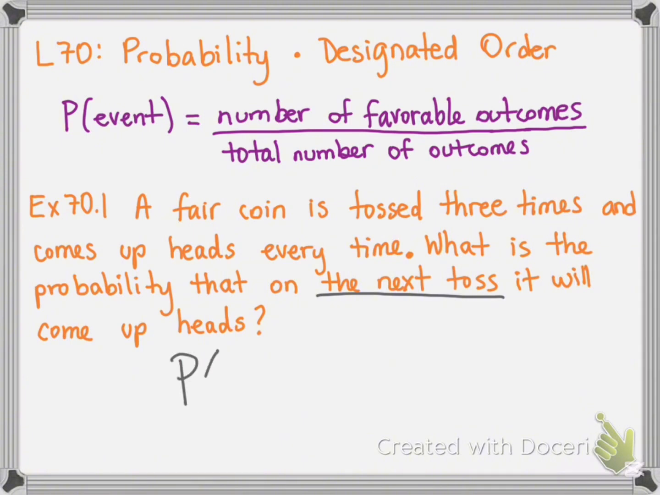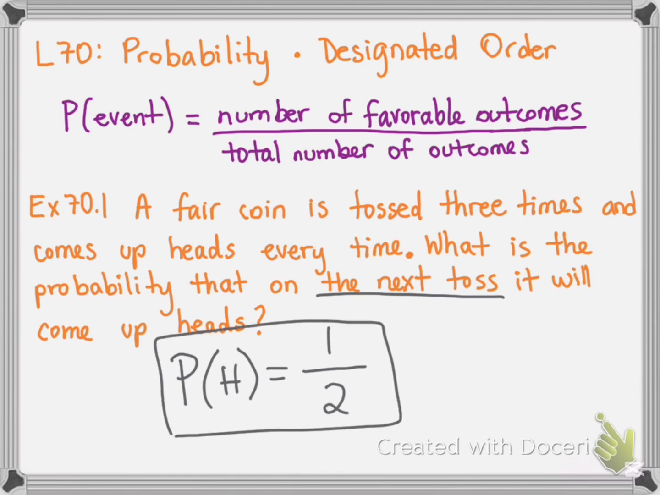We want the probability of coming up heads, so I'll put an H. How many heads are there? Well, a coin has 1 head. And how many faces? 2. So the probability of coming up heads again is 1/2. Notice that the fact that we got heads the other 3 times does not affect at all our result here. We still have 1/2 probability of getting heads in the next toss.